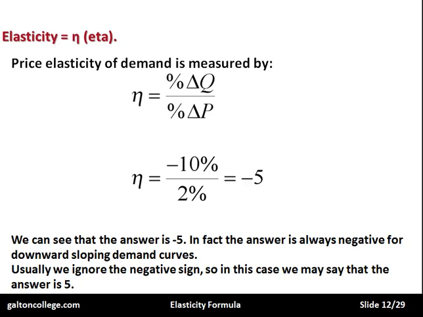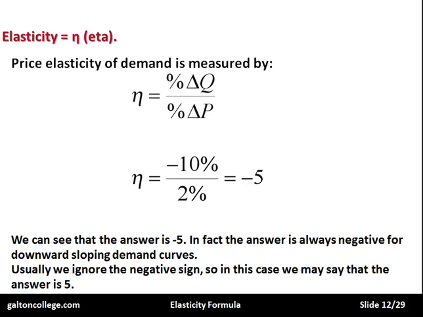And that's how elasticity is worked out. It's just a number. There are no units associated with it. It's not 5 kilograms or 5 liters or 5 liters a week, it's just a number. It's just minus 5, because one percentage divided by another percentage is just a number. So we can see that the answer is minus 5.